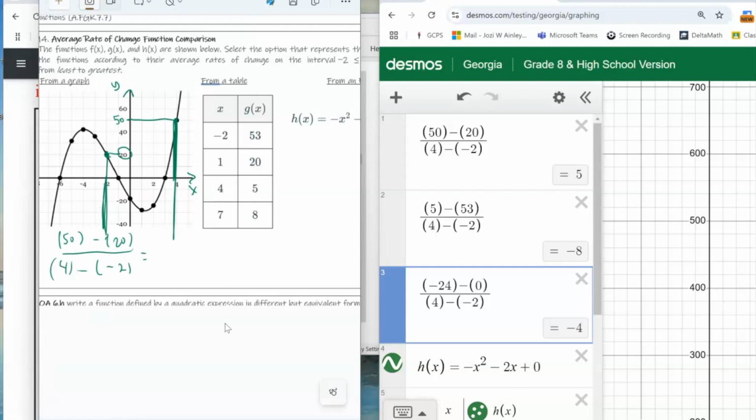Okay, that. And what's that equal to? 5. And you're going to repeat the same thing to that. This one's equal to -8. And this one is equal to -4. Okay, so please just make sure you are writing down what you are doing.